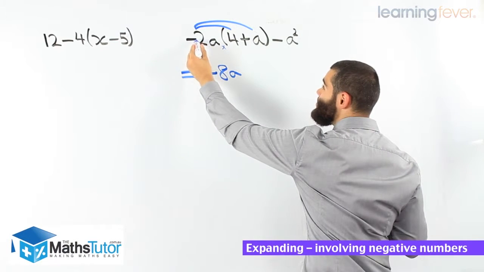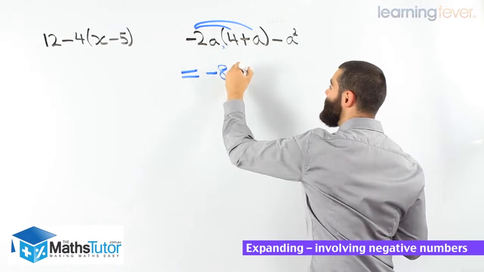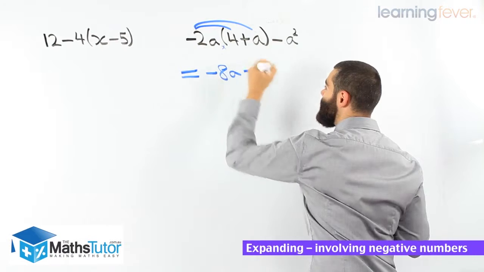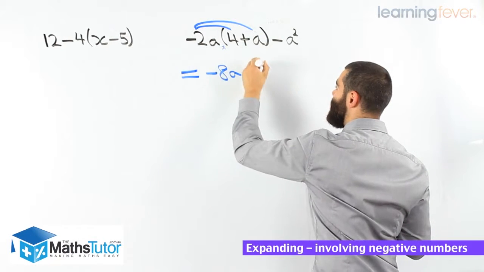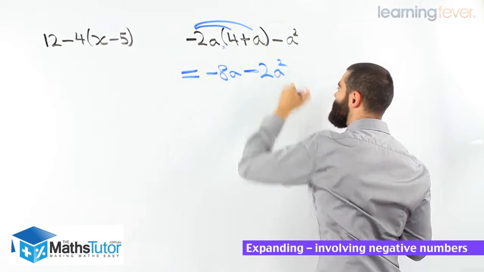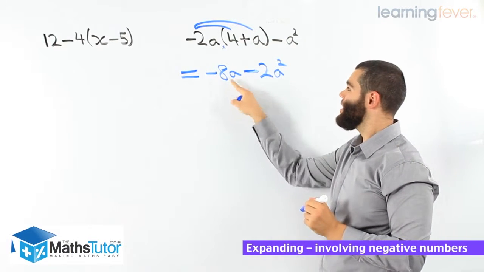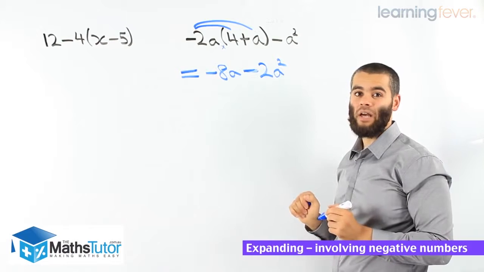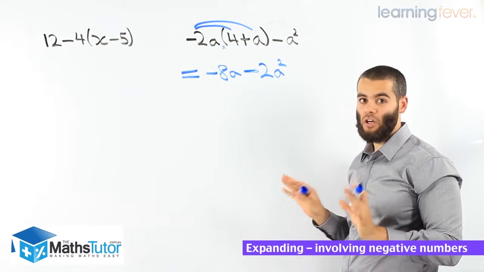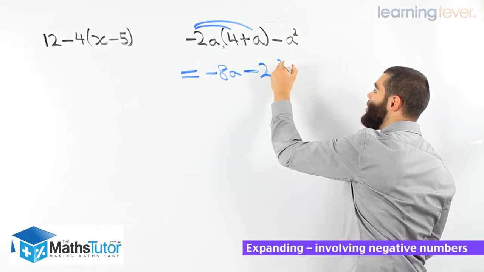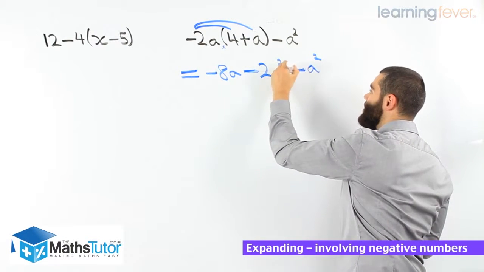Then negative 2a times a, again we have a negative and a positive, become a negative. 2a times a is 2a squared. So now we've expanded everything inside: negative 8a minus 2a squared. Is that all? No. Please don't forget that we have to simplify. We still have minus a squared there.